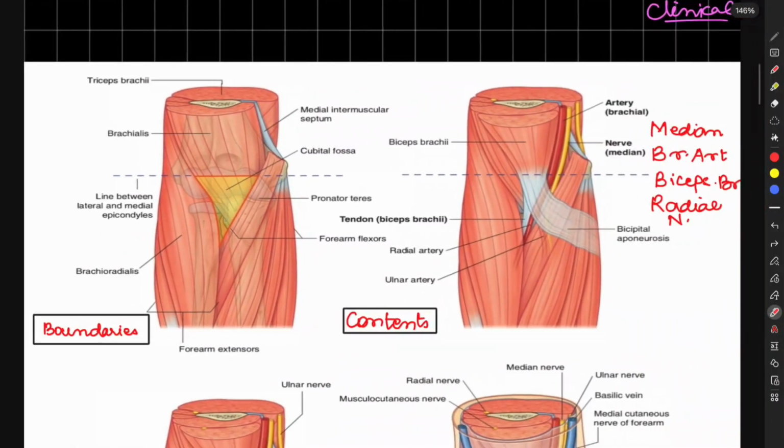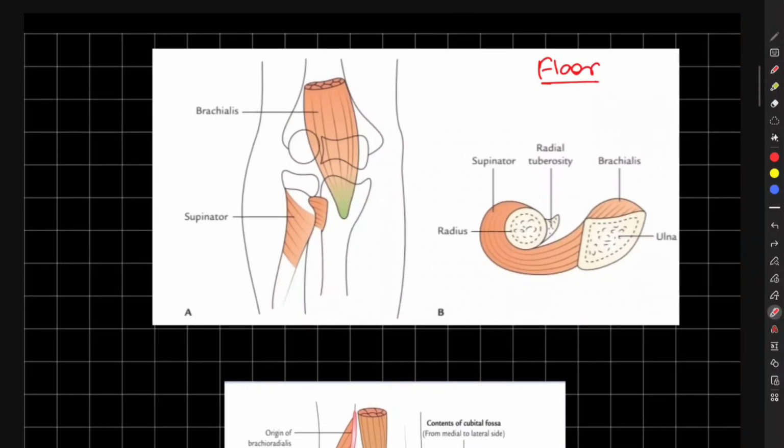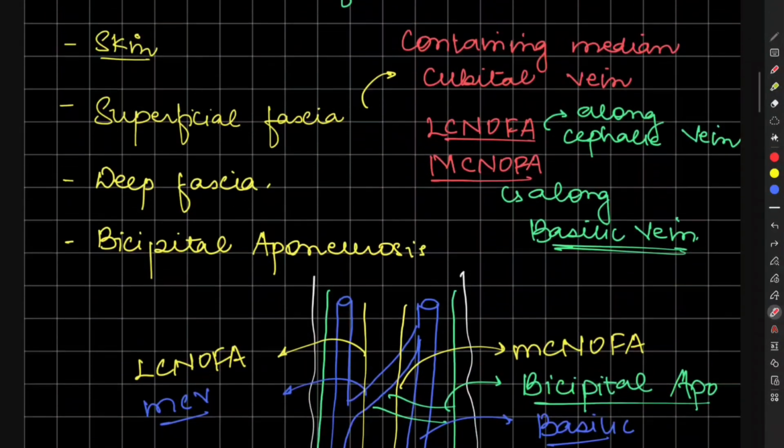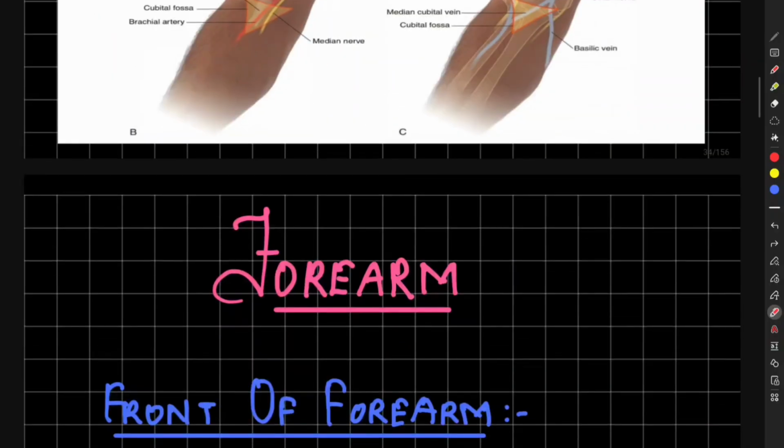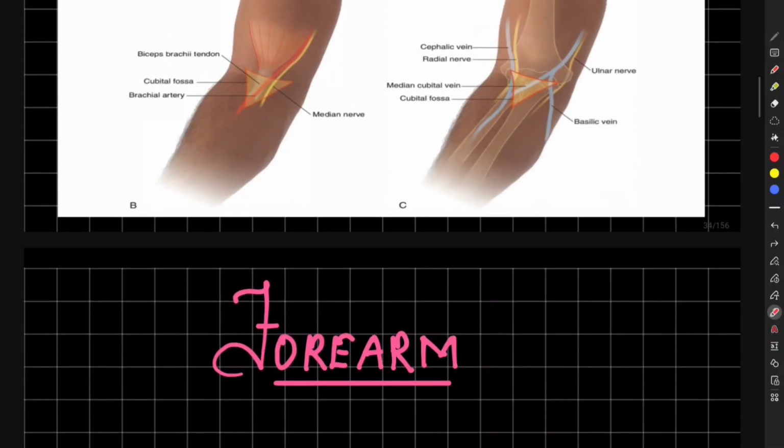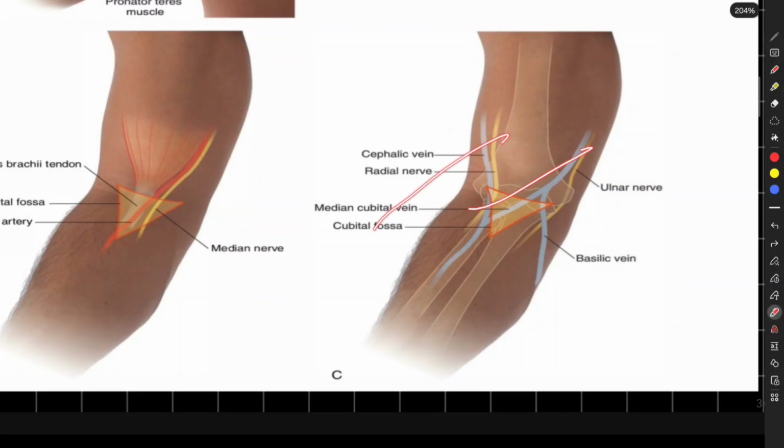Okay. Now, talking about the roof, because after the floor comes the roof. I don't think I have a diagram for the roof, same as with the popliteal fossa. Okay, no, this diagram can be included for the roof. The roof of the cubital fossa contains the skin, superficial fascia, deep fascia, and the bicipital aponeurosis, that is the bicipital tendon. In the superficial fascia we have the median cubital vein, which joins the cephalic vein with the basilic vein. That is the median cubital vein. This is present in the superficial fascia.